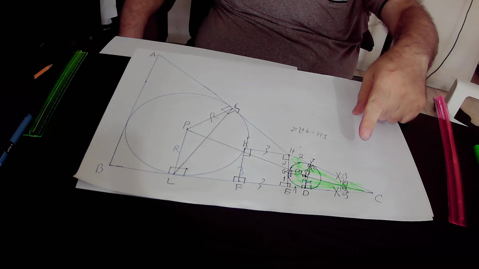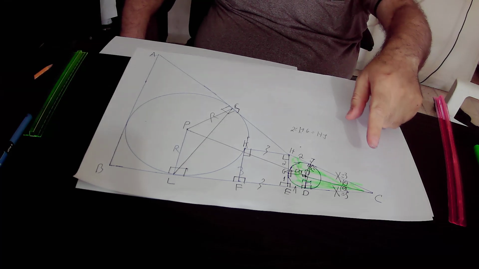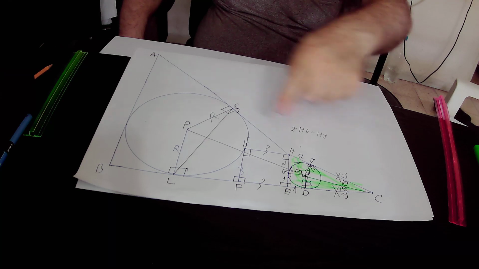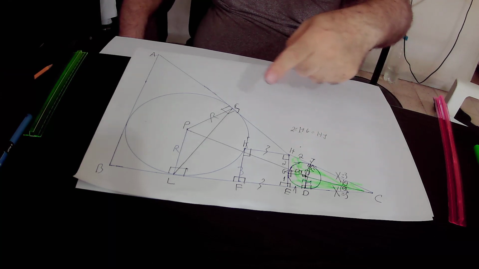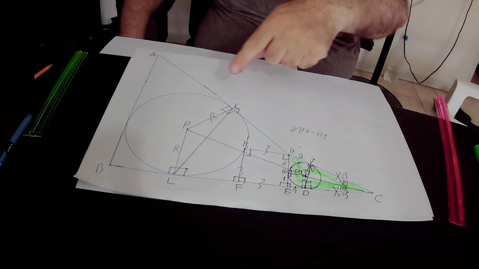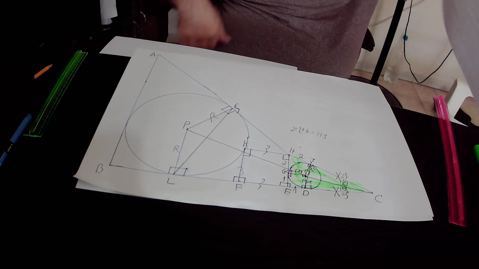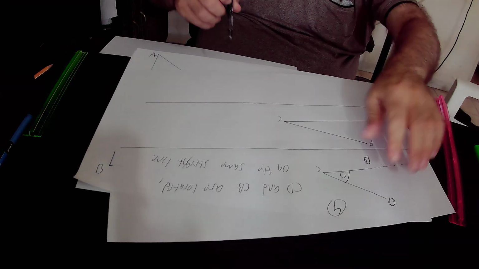Okay, if CO is located on the same straight line as CP, CO must pass through point P. But according to our assumption, CO doesn't pass through point P, therefore CO and CP are not located on the same straight line. So I write it down.